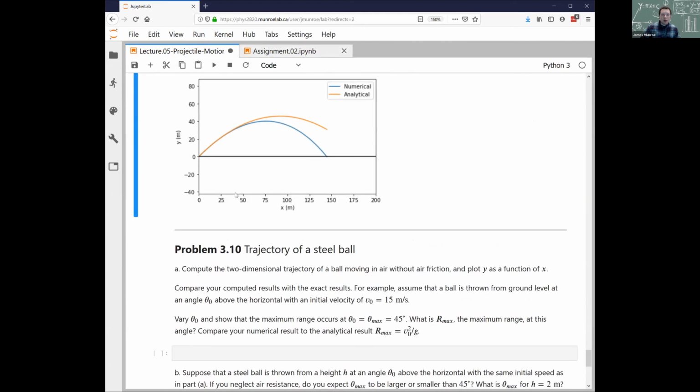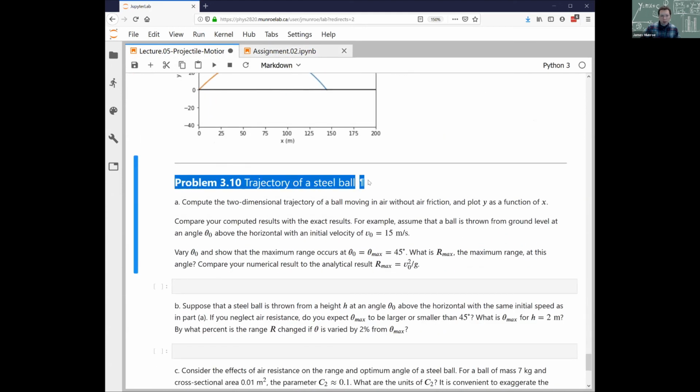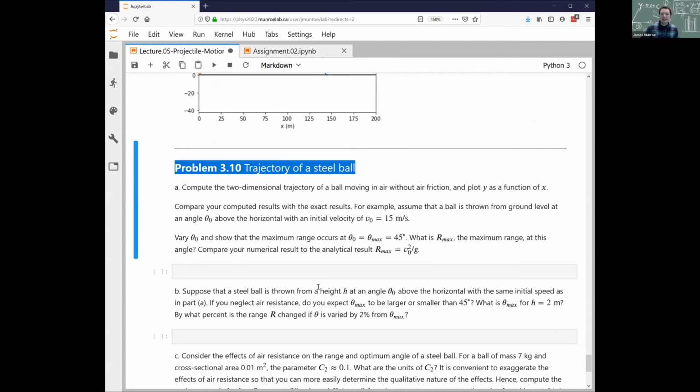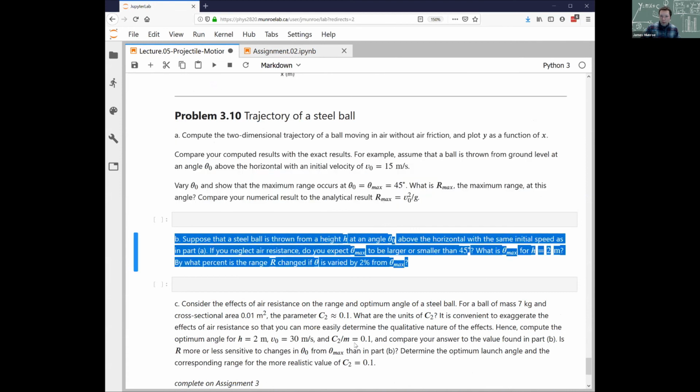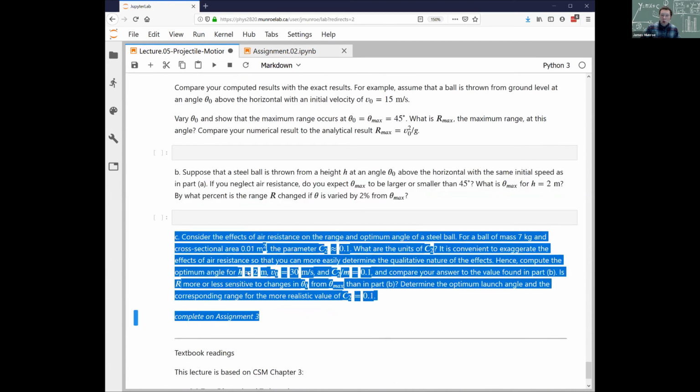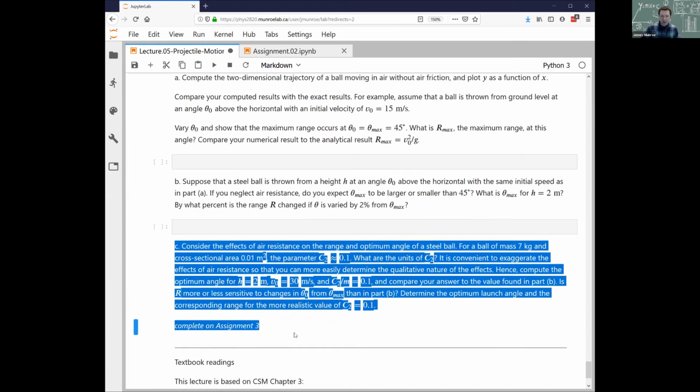What I'm going to do is I'm going to give you this problem right here, the trajectory of a steel ball. And this is a problem that will appear on assignment number 3. But what we're going to do is together, we'll do part A. Hopefully we'll get through part B. And then I'll have you do part C on your own as part of assignment number 3. So let's walk through how I'm suggesting you tackle these kinds of assignment questions.